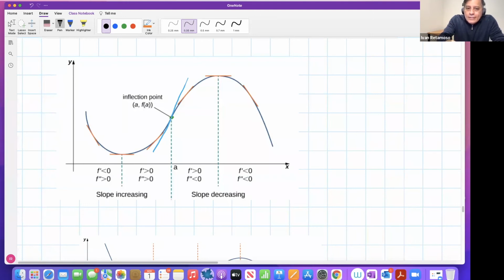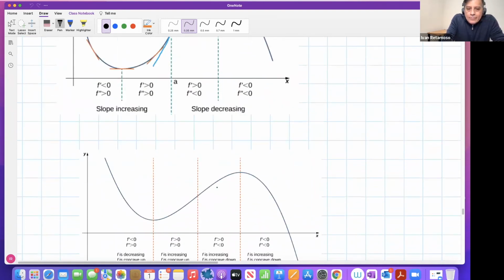Notice something important. When you draw that tangent line right at the inflection point, notice what happens. Part of the curve will be above the tangent line, but the other part of the curve will be below the tangent line, right? Remember, when the graph is dominant, concave up, when the tangent line is dominant, concave down, right? Yeah, very good.